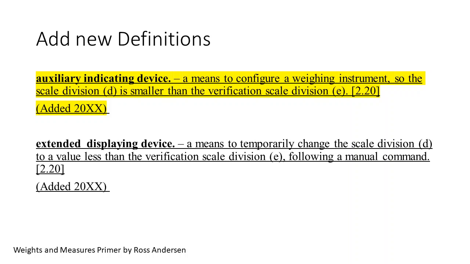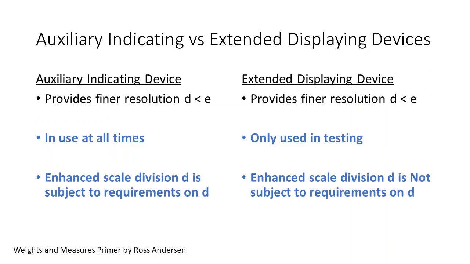Let's compare these two devices. Both provide finer resolution, such that the displayed D is smaller than E. The differences in blue are important. First, the auxiliary indicating device is designed to be in use at all times in both commerce and testing, while the extended displaying device is only permitted temporarily in testing.